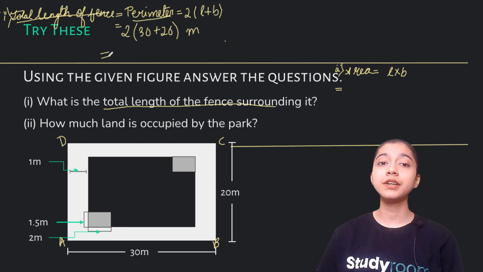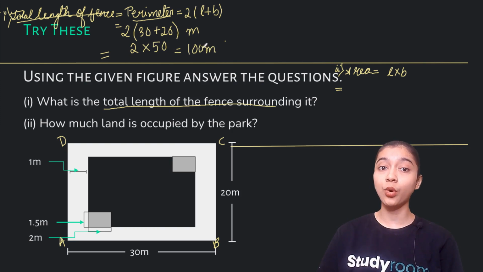Now 30 plus 20 gives us 50. So 2 times 50 ultimately gives us 100 meters as the perimeter, or we can say the length of the fence that is required to surround the park.